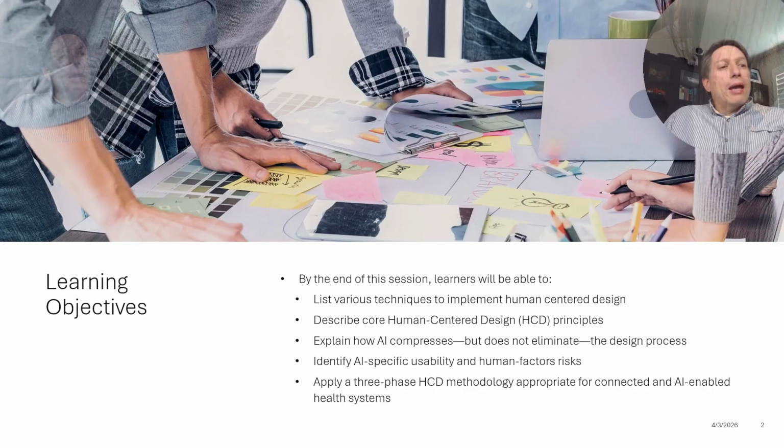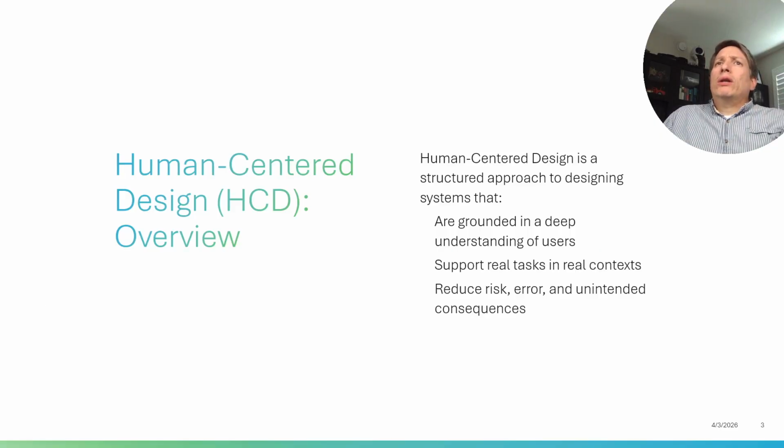That said, let's start with the overview. Human-centered design is a structured approach that allows us to design any system or any artifact, but it is basically grounded in understanding the user, their needs, what they do, and how they think, and the aim is to support real tasks in real context. And ultimately, what we want to do with human-centered design is to reduce risk, reduce errors, and unintended consequences of system implementation.